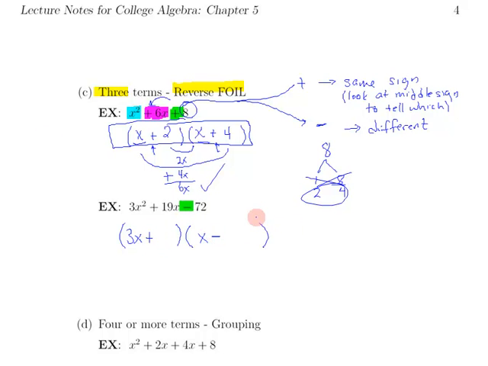Now, you may ask, how do I know to put a plus here and a minus here? I don't. I just pick one. I could put a minus here and a plus here. When I start checking the middle terms, that will tell me whether or not I've got them in the right place. If I get the right number but the wrong sign, that tells me to just switch the signs.